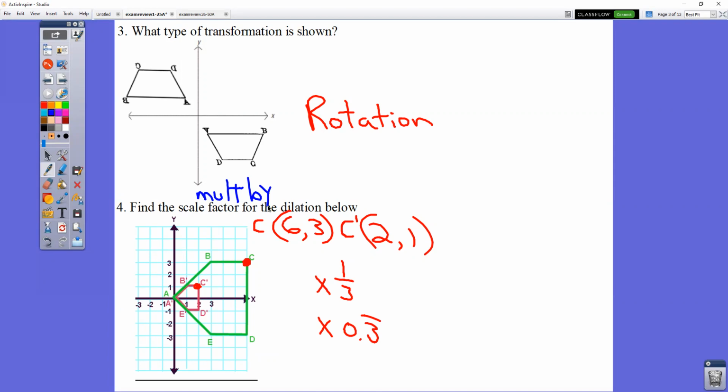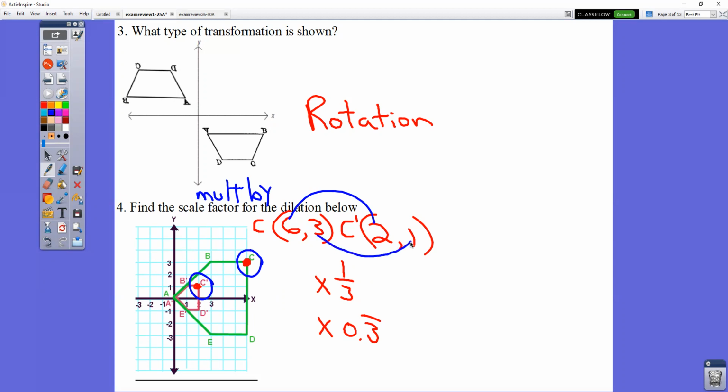So now how do you figure out what you're multiplying by? What I would do is I would choose a point. I chose C and C prime. C is at 6, 3. C prime is at 2, 1. How do you get from a 6 to a 2? What do you have to multiply by? 6 times what equals 2?